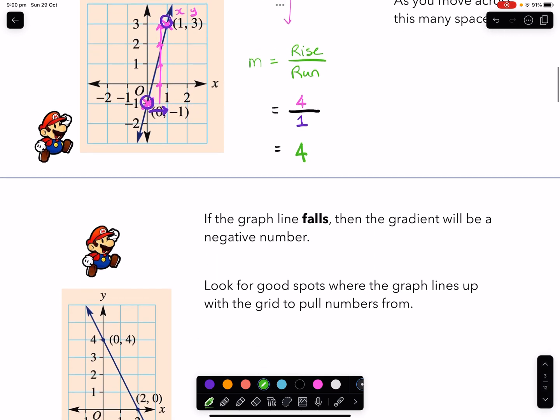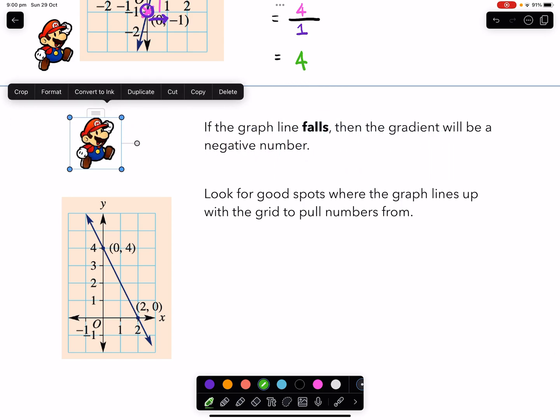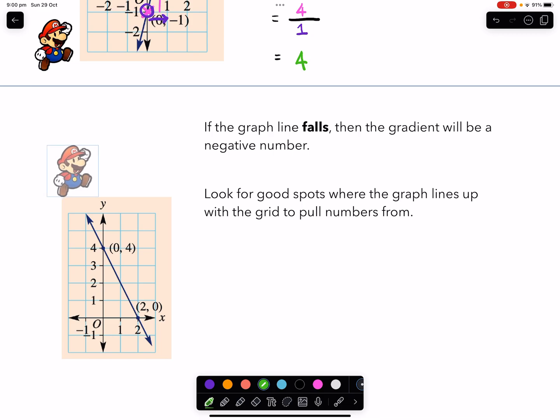All right, if the graph line falls, so here's a little Mario guy, then the gradient will be a negative number. We'll get that by doing a calculation in a moment. But remember, to finish the level in the two-dimensional flat game of Super Mario, you would have to move left to right. And if he was to follow the line this time, he would actually be falling.